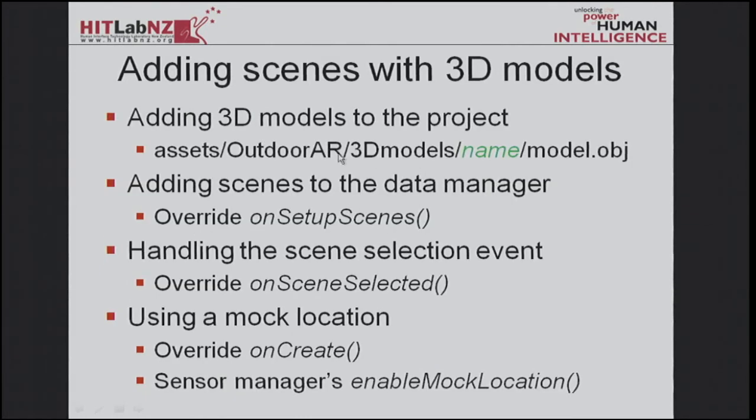And then you add that to your assets folder in your project, name your model in a folder, and then put the OBJ file. What you have to override this time is setup scenes, where you can add scenes to your application. On scene selected will be called back when the user taps on one of the scenes, and you'll get what scene the user has tapped.